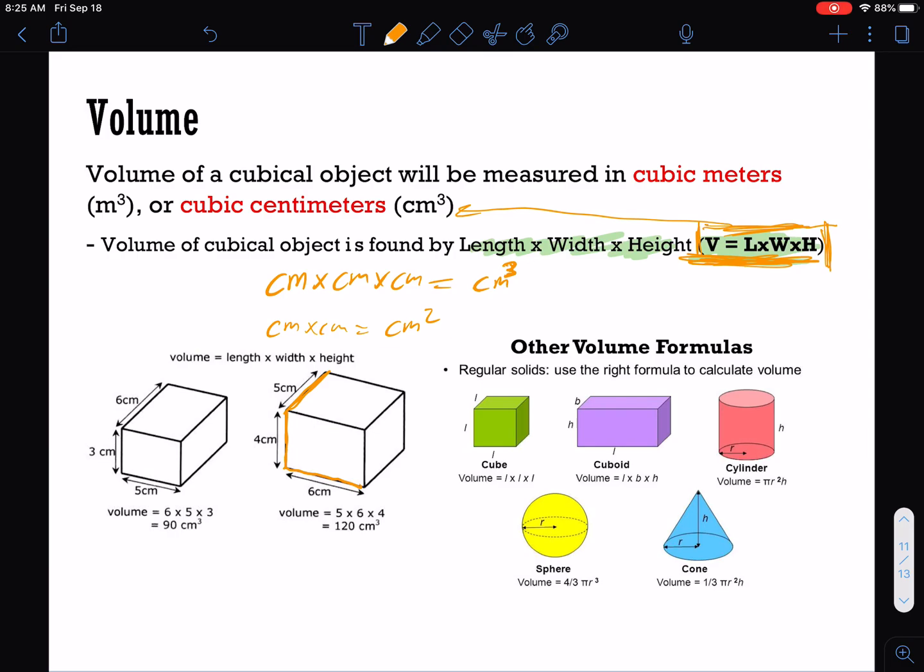Other volumes that you can use, again, these two are the same, length times width times height. But you have volumes of cylinders, volumes of spheres, and a volume of a cone. Now I'm saying cubical object because the most common one you're going to be using is length times width times height. But there are other common volumes, again, like the cylinder, sphere, and cone, that you can use to calculate.